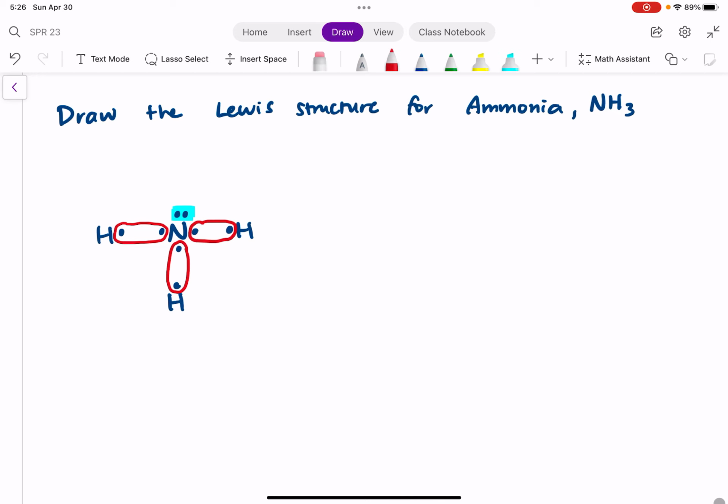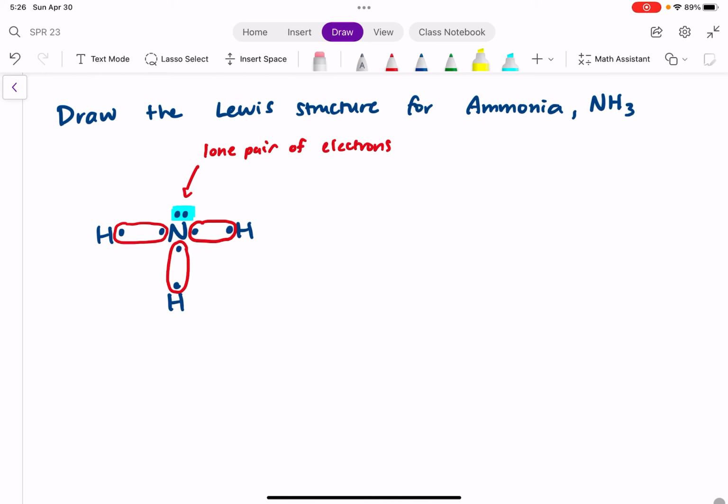So let's show that in red. Lone pair of electrons. And that's okay, we can have lone pairs. The reason we can have those is because everyone is happy in this molecule right now.